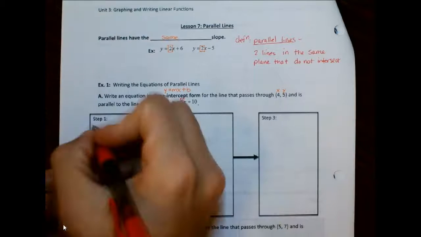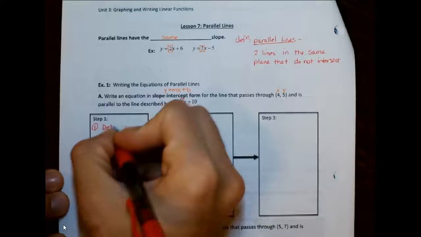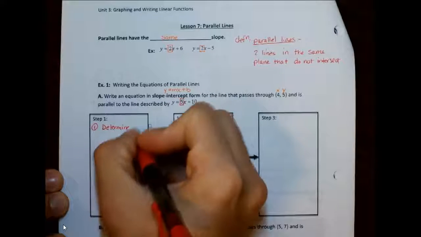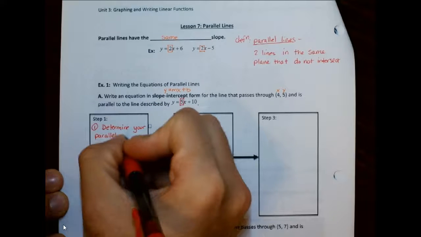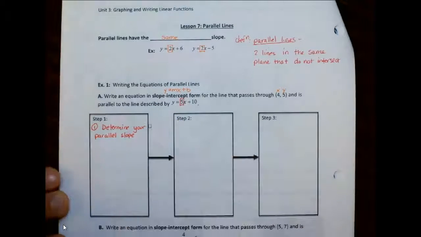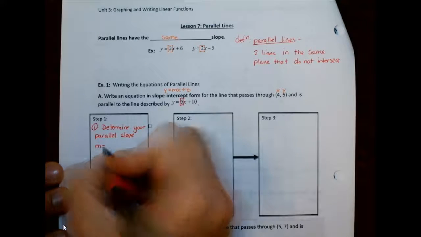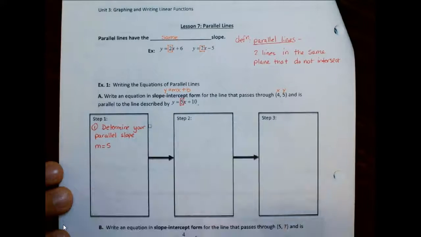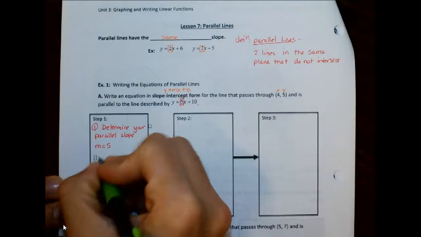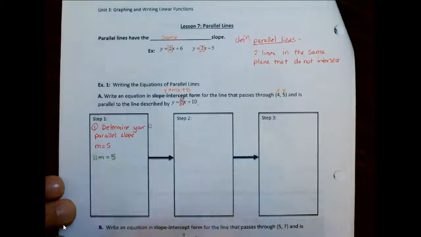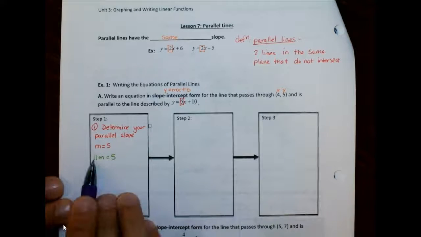So step 1, what you want to do is determine your parallel slope. So, the given slope is 5, and when we write our new line, that's going to be parallel to this one, we want our parallel slope to be equal to 5 as well. This notation here, these two vertical lines, means parallel.